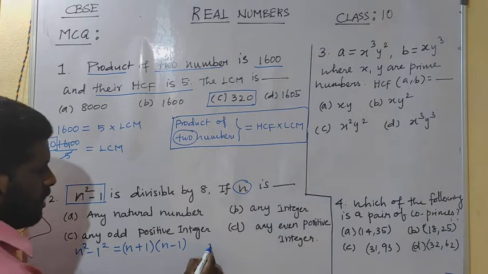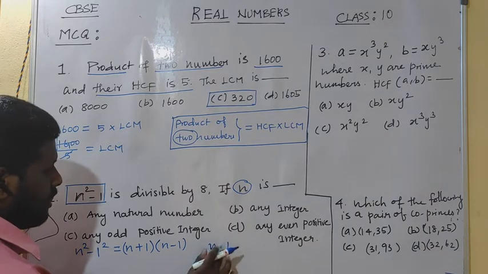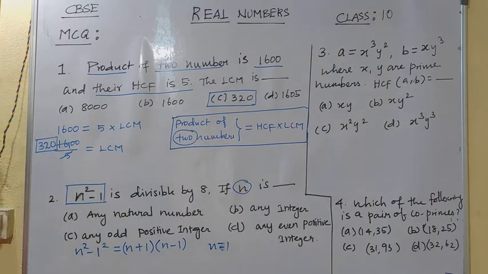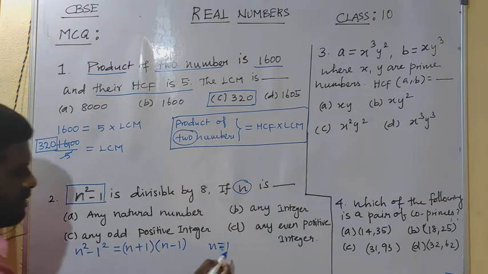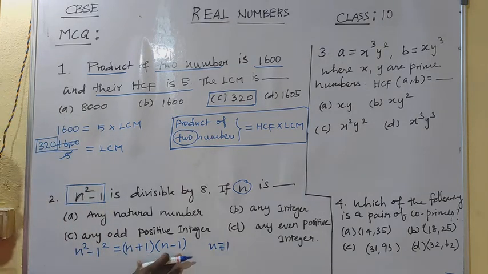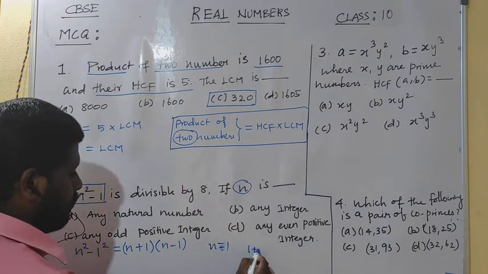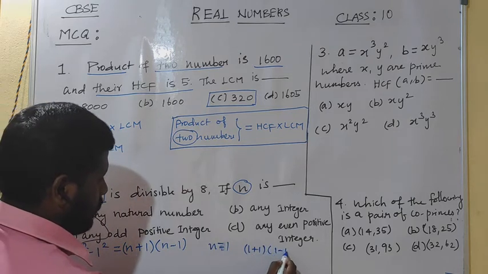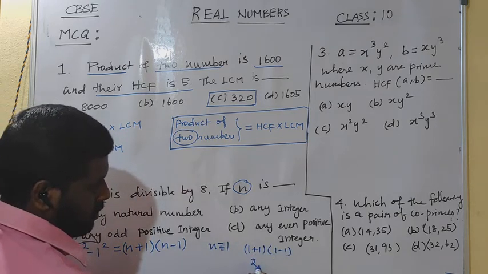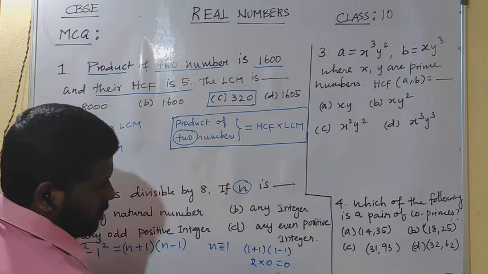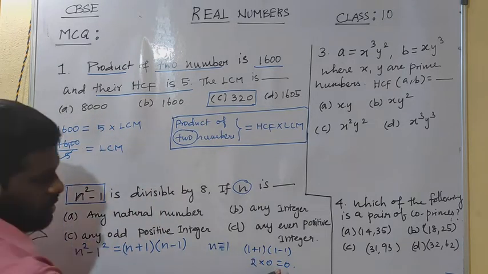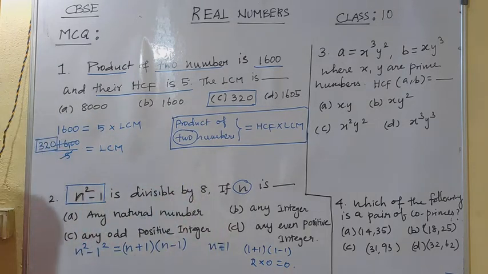So if I take n is equal to 1, 1 is a natural number, right? Then what happens to this number? Just listen to me. I'll be getting (1 plus 1) into (1 minus 1). So 1 minus 1 is 0, and 2 into 0, I'll be getting 0, right? Yes, 0 is a number divisible by 8, no doubt at all.